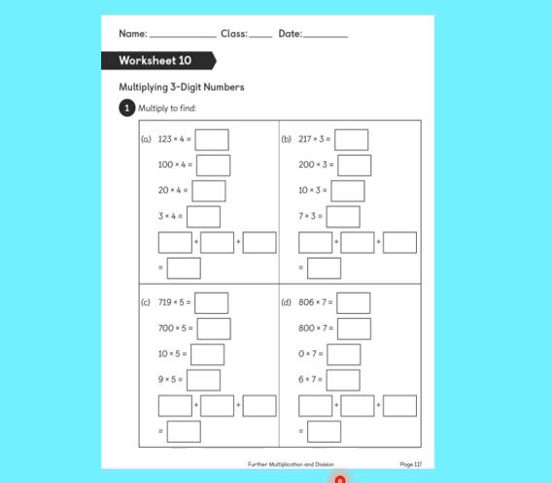Okay, so here's the first part of today's worksheet. Now you'll notice this is very similar to yesterday. So the first one's asking us 123 times 4, and it split it up for you into the hundreds, the tens and the ones. So you work these out and put the answers in, and then you will add those 3 answers together to give you your total. Okay, and that's the same for B, C, D and E.